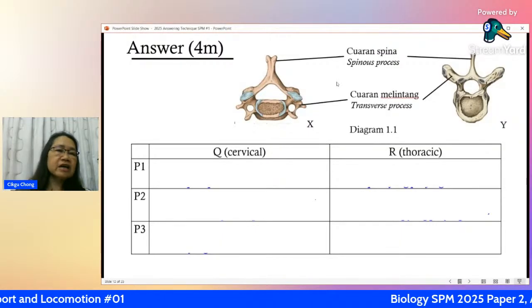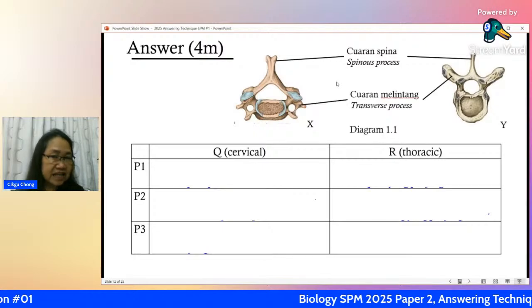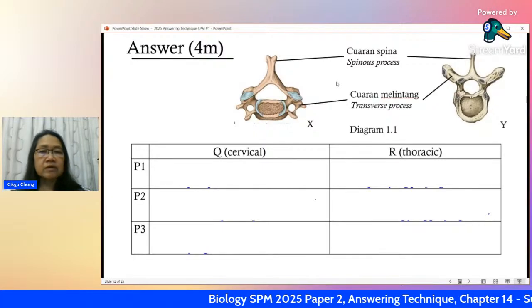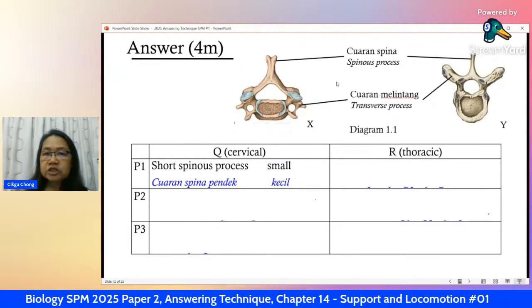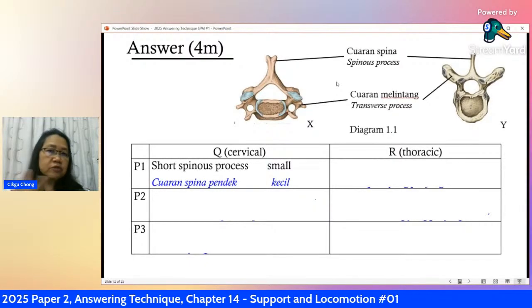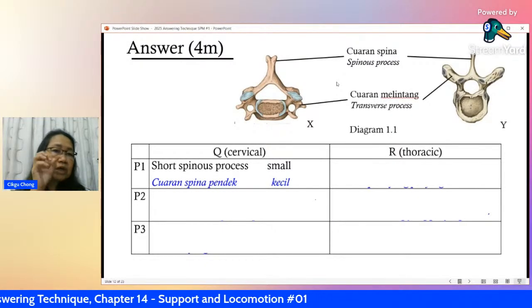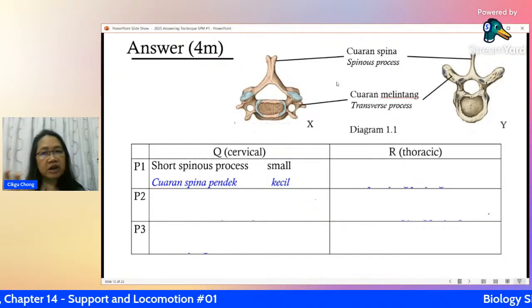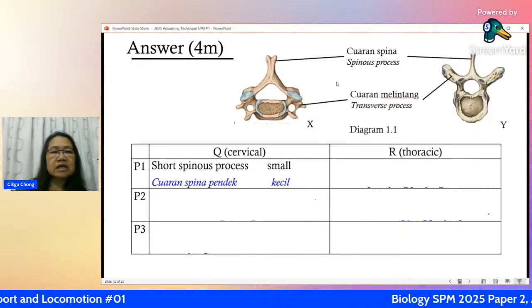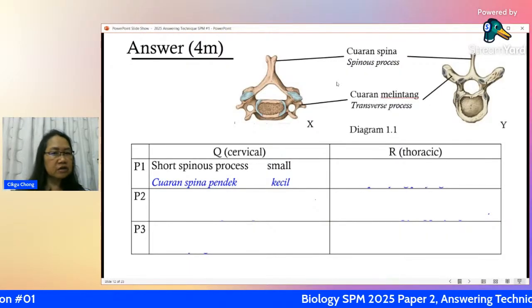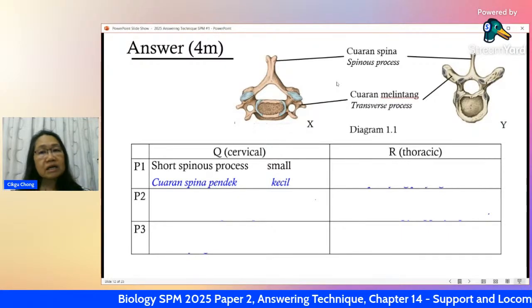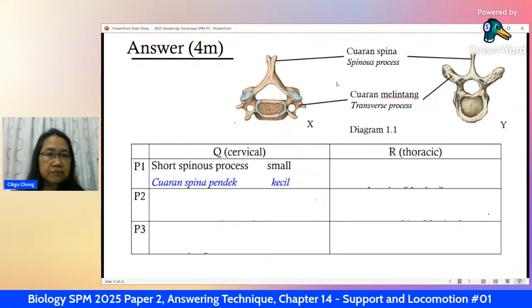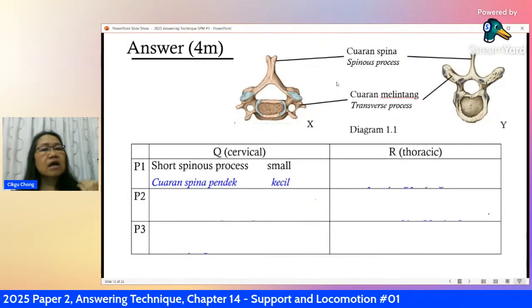Yeah. Okay. The Q referring to the one on the left, which is the X. This is a cervical. The R is a thoracic. So no need to mention the name, because they don't ask you for the name, right? Because they just want specifically the physical characteristic. You cannot say the first point is X is cervical vertebrae while R is thoracic vertebrae. No marks, because this is not a physical feature. They want you to say things like this.